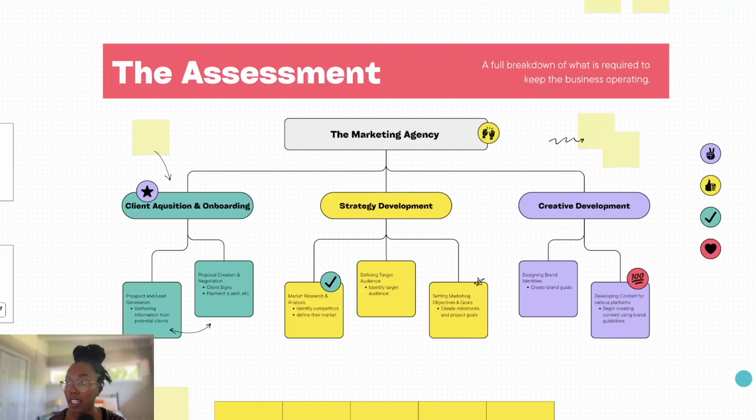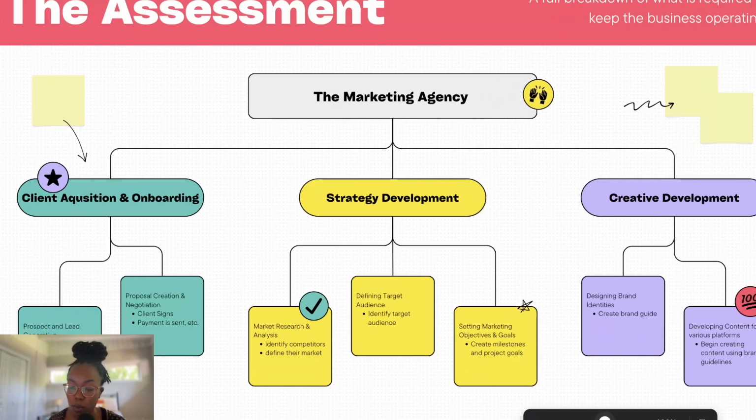And the first thing and the most important thing for them, in my opinion, is client acquisition and onboarding. Because if you don't have any acquisitions or an onboarding process, how are you going to retain the clients in order to do the work for them? So that is the first item that we have here, client acquisition and onboarding. This is where we have our prospects and lead generation. This is where we create our proposals and we provide negotiations.